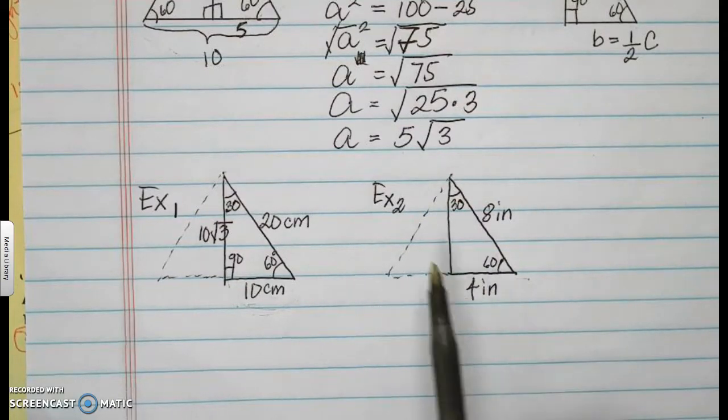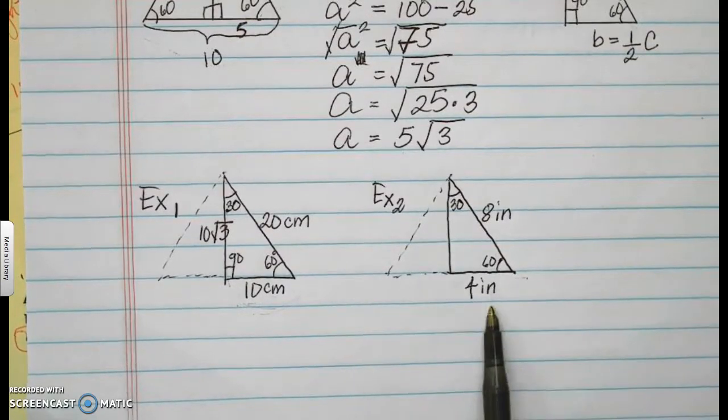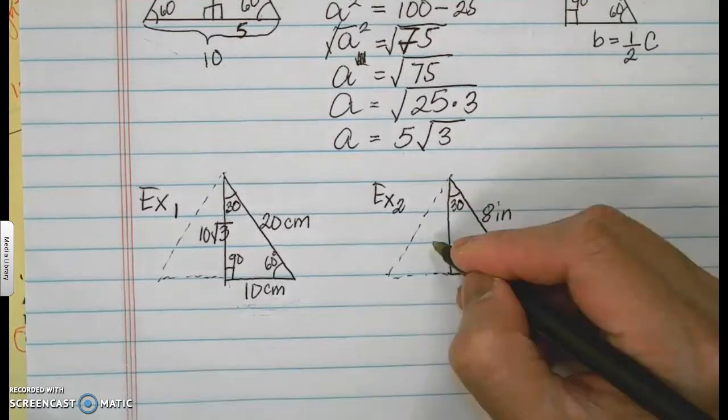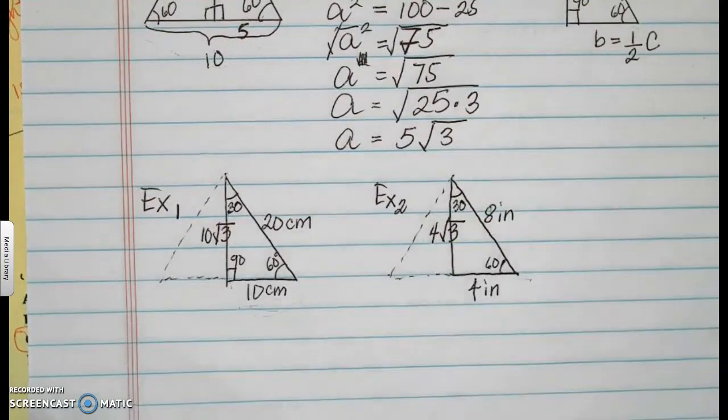However, all you need to do for the side opposite the 60-degree angle is take the side opposite the 30-degree angle, which is 4, and multiply that by square root of 3. So those are the sides.